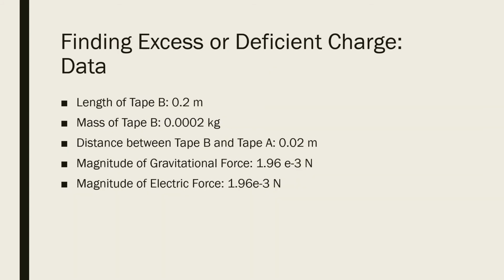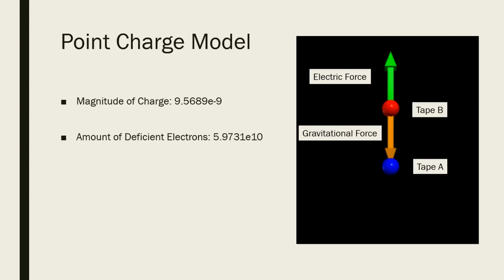And this is the data I collected from my experiment. The length of tape B was 0.2 meters, and the distance between tape B and tape A was 0.02 meters. This meant that the magnitudes of both my gravitational and electric force were 1.96 times 10 to the negative 3 newtons. In my last experiment, I created a computational model simulating electric and gravitational forces to calculate an estimated charge. You can see how my electric force and gravitational force were acting in equal and opposite directions on tape B.